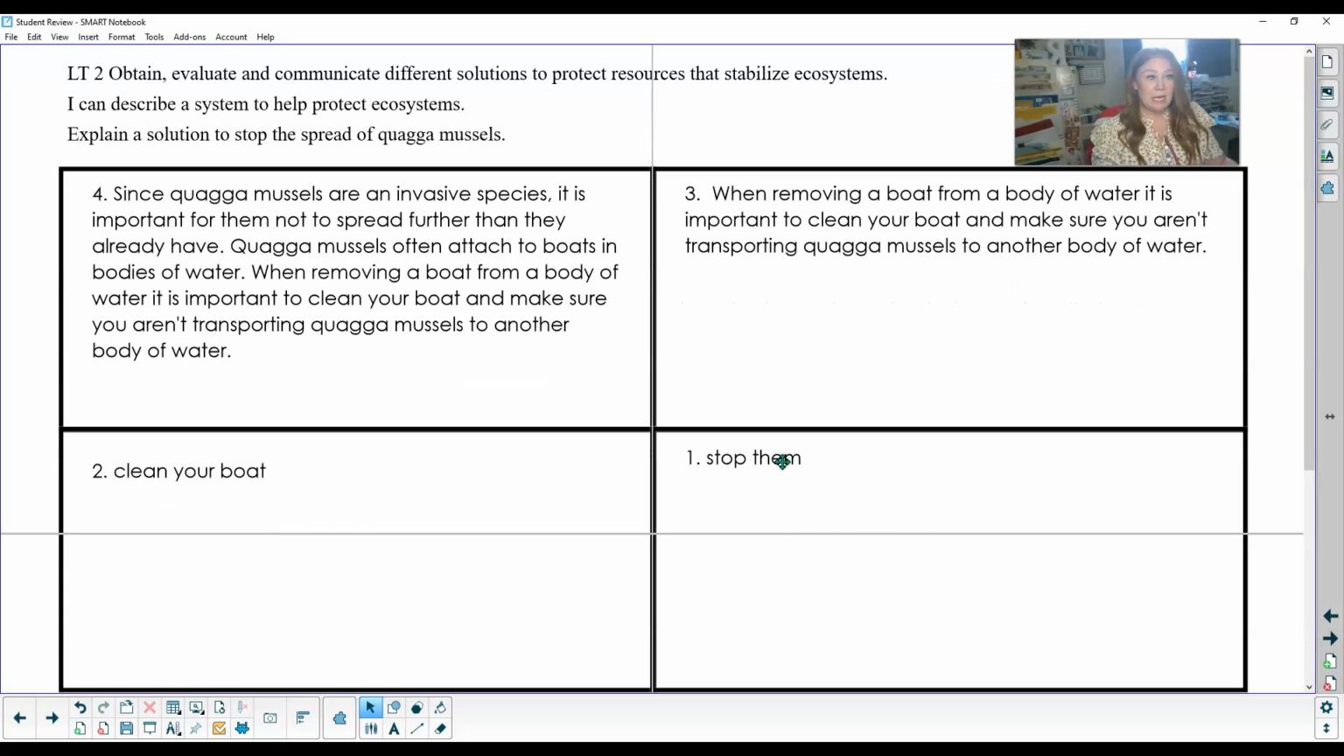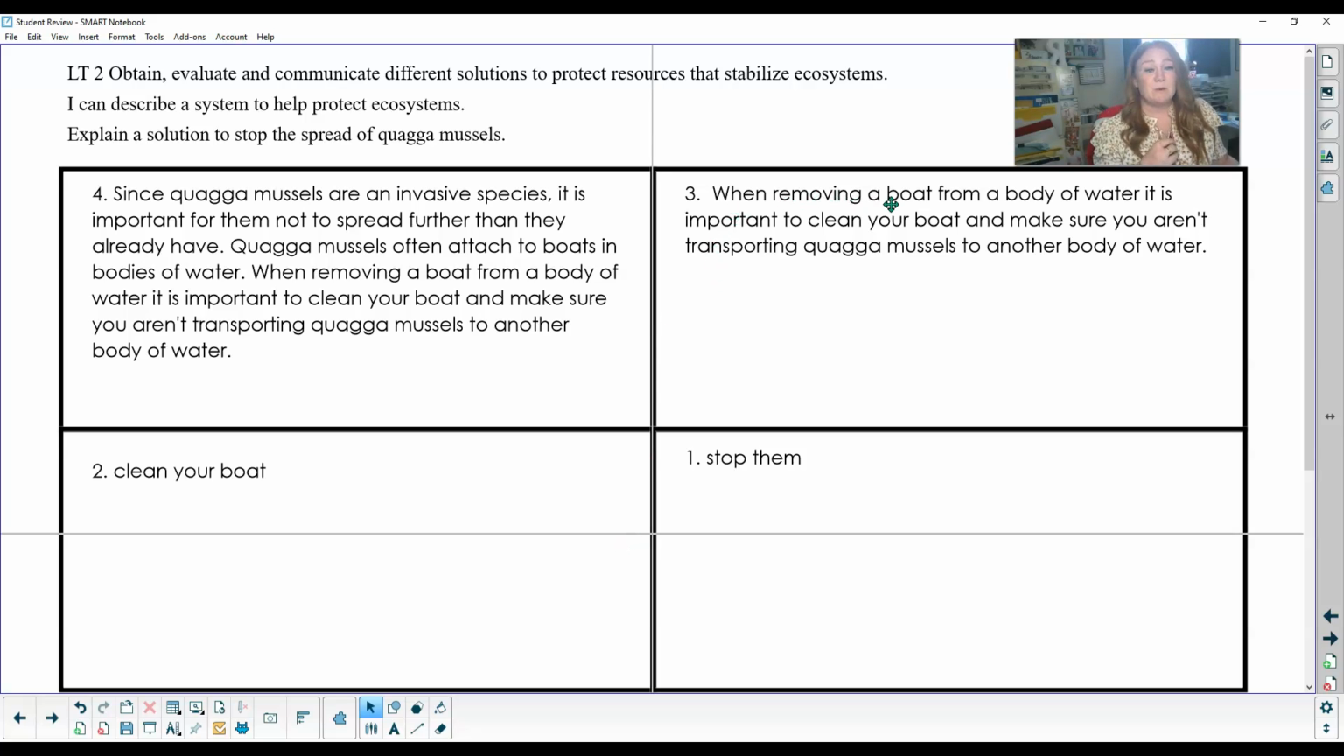So, right, a 1, if you didn't really give us an actual reason: stop them, kill them, don't bring them in the first place. Well, they're already here. We can't go backwards. So if you didn't give a scientific response, that's probably a 1. If you just said clean your boat with no more details about why that's important, that's a 2. So yes, cleaning your boat is a way to stop the spread of quagga mussels, but you didn't tell me why, right? This is you teaching me what you know.